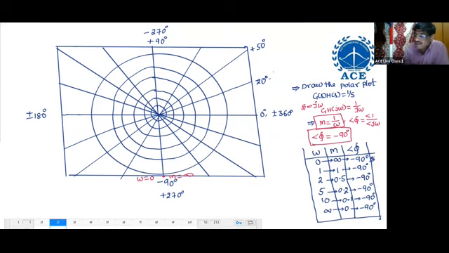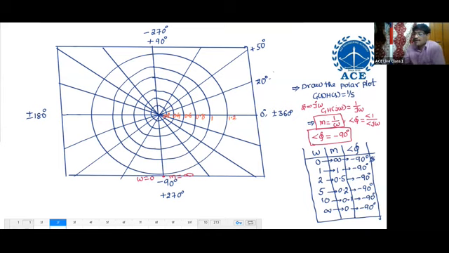Next, omega 1, magnitude 1, angle minus 90. Here we have to represent the magnitudes, so we assign values to the circles. For example, each unit circle I consider 0.2. This is 0.2, next 0.4, next 0.6, next 0.8, next 1, and this is 1.2.